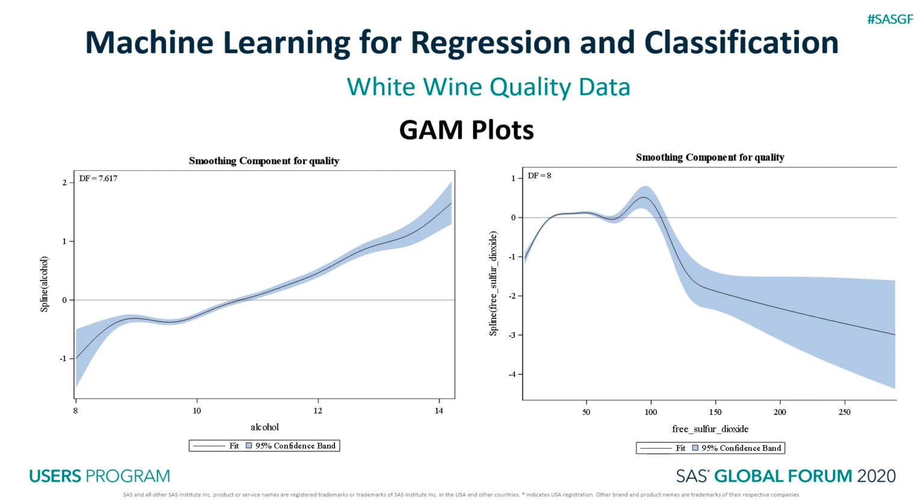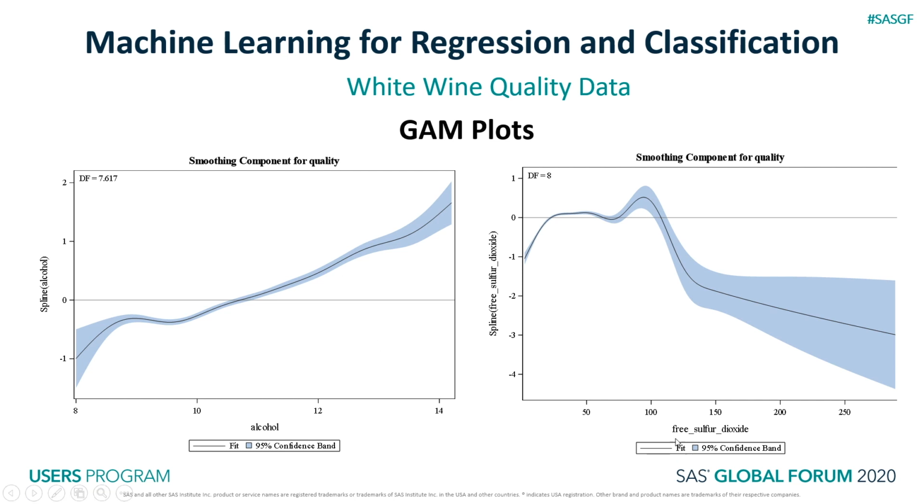I think the thing which surprised me about this plot was the range of alcohol content from 8% all the way up to 14%. So this is a case where proc GAMPL selected fitting a curve to the data, but it's not really that far from a linear fit. On the other hand, the free sulfur dioxide, that is a long way from a linear fit.